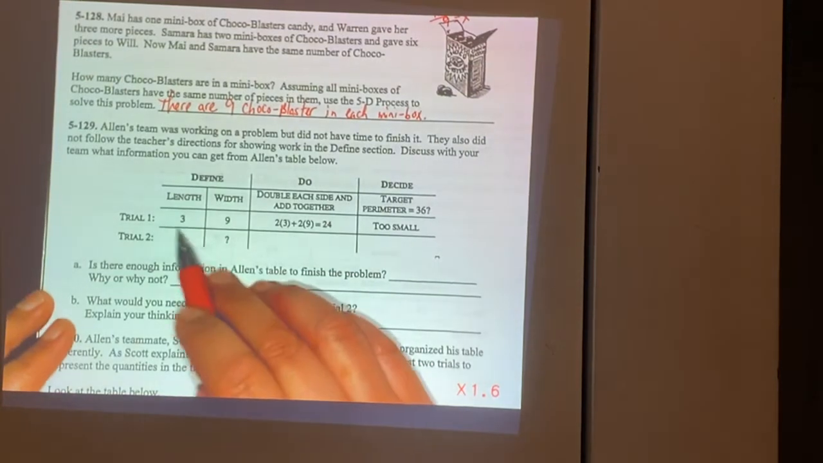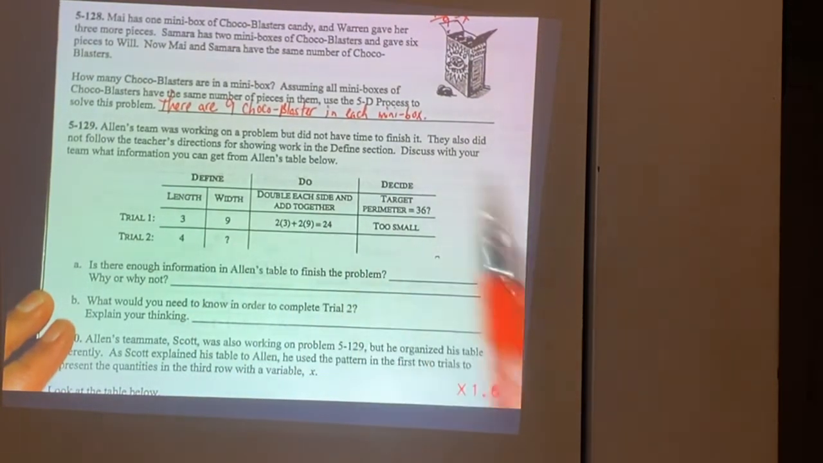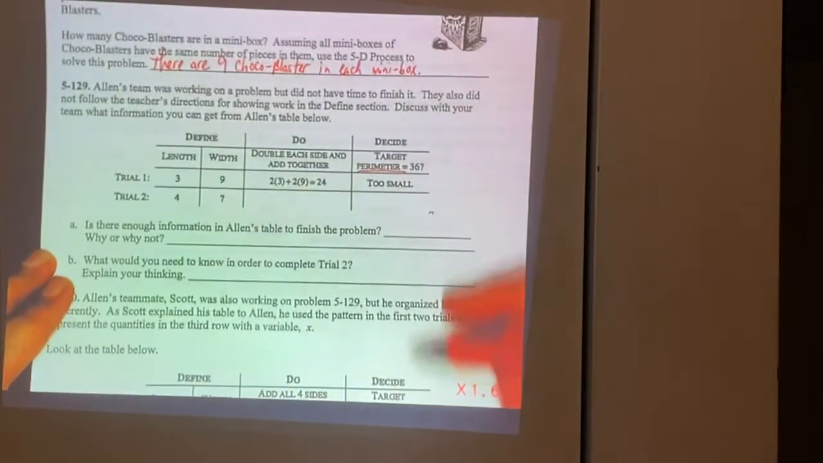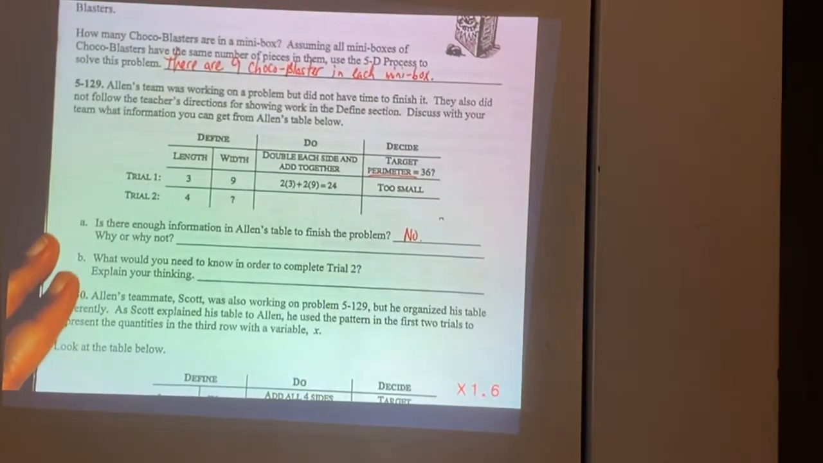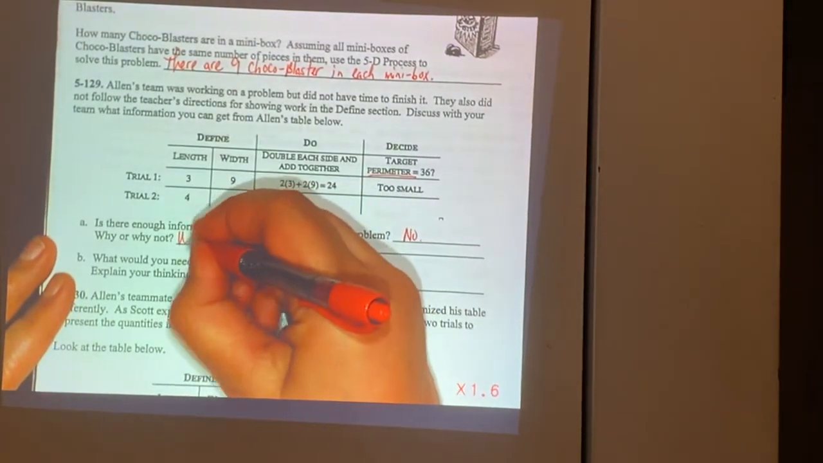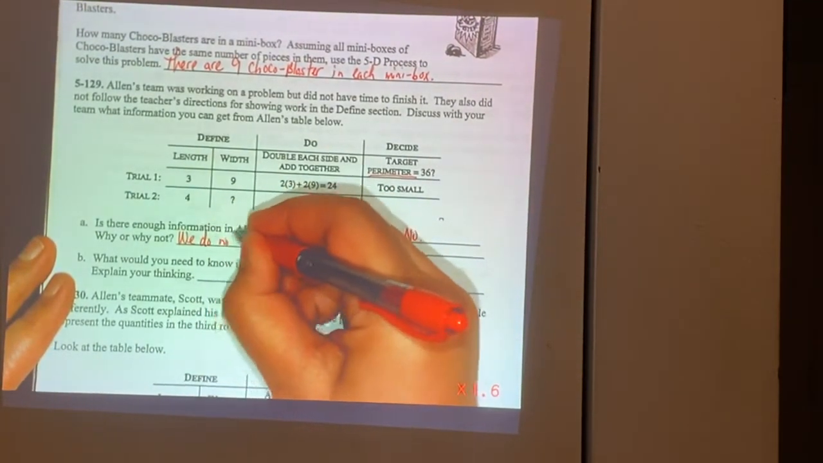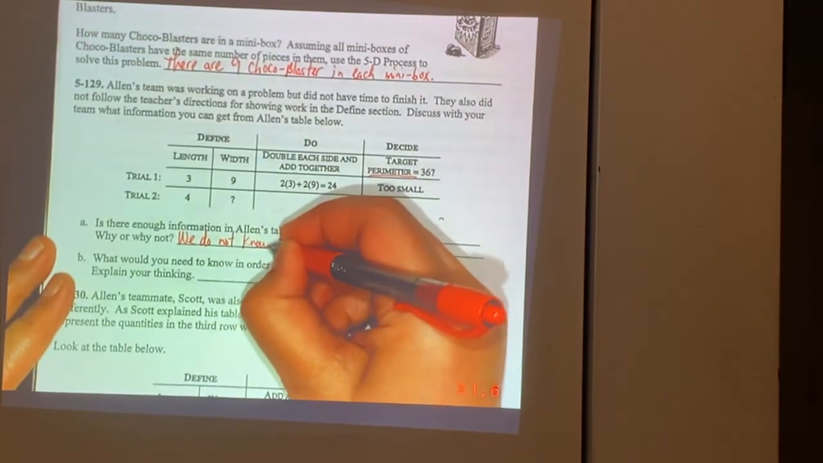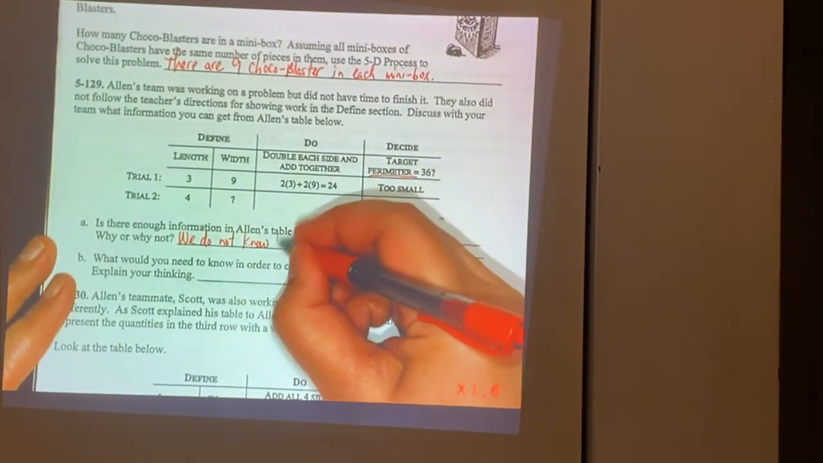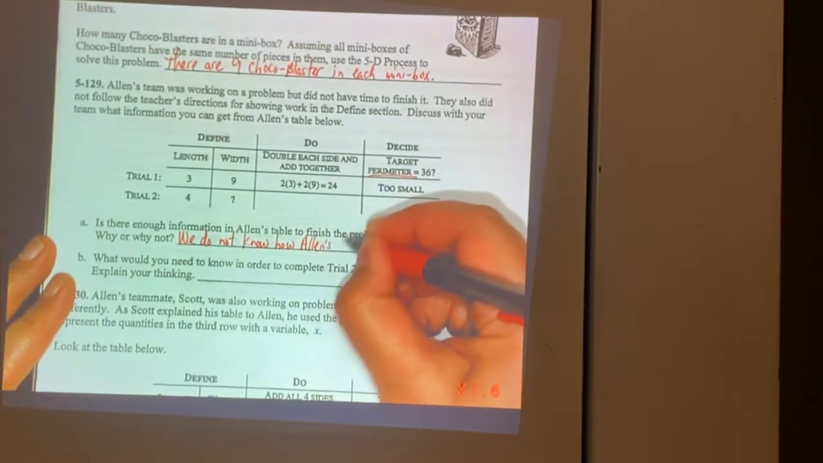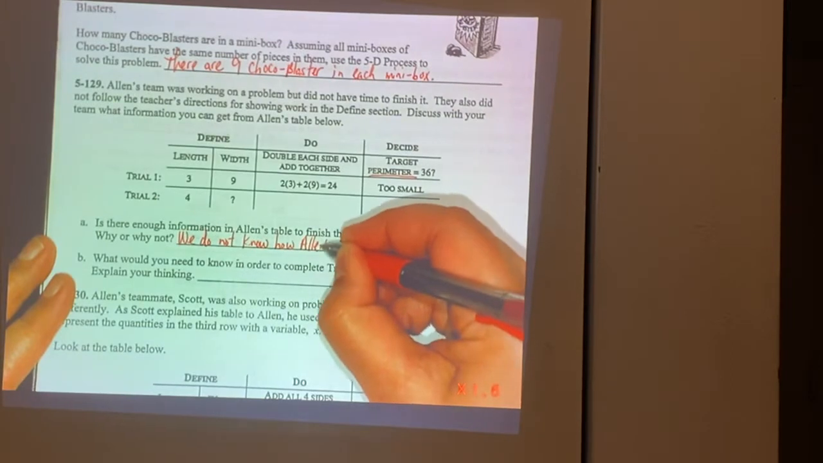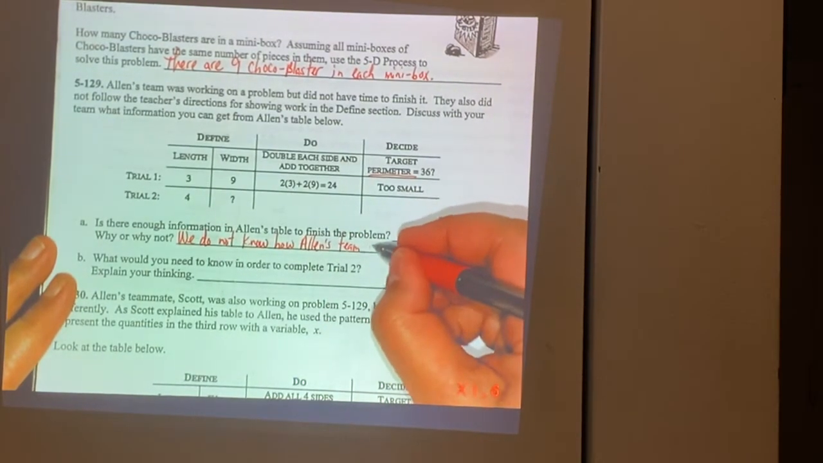Well, they're doing length and width, and since they're adding, they're probably doing some kind of perimeter, plus it says perimeter right there. A, is there enough information in Alan's table to finish the problem? No. Why or why not? You do not know how Alan's team got the width.